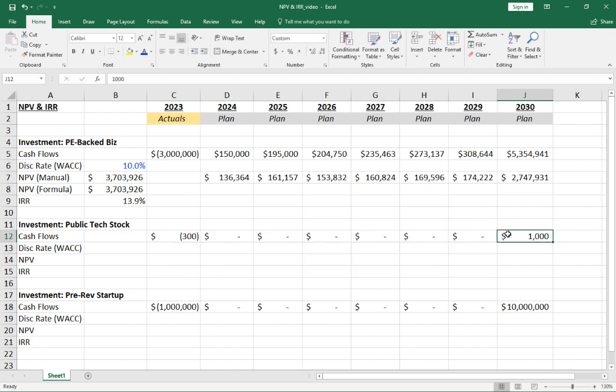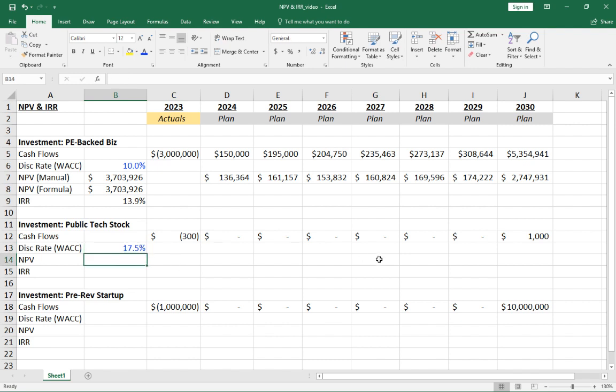Well, you're probably thinking, yeah, of course, more than 3 times your money. Well, not so easy. First, we need to look at the discount rate. So, in this case, let's say that we've effectively done the analysis on the WACC, and it's much higher. It's about 17.5% because this company has a lot more risk.